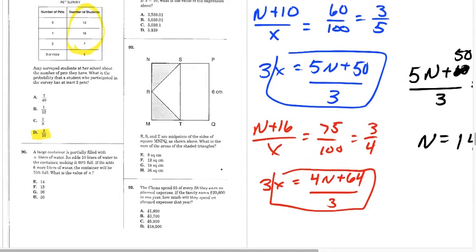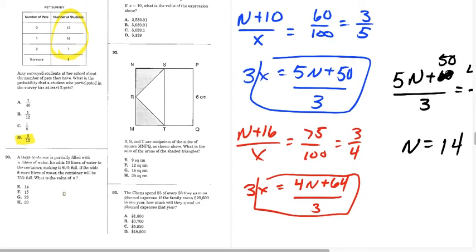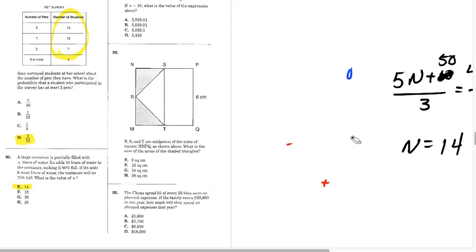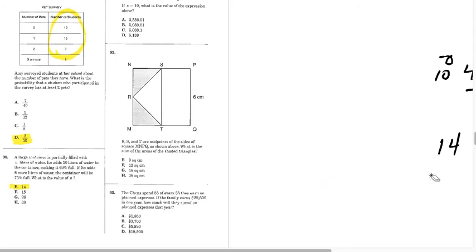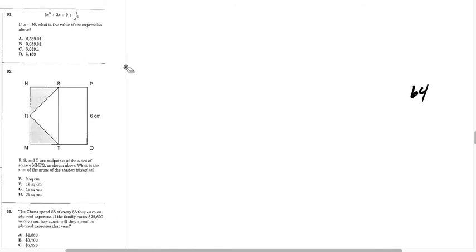So we have the answer of 14 for 90. And there it is. Okay. Let's erase all this mumbo jumbo over here. Alright, we're on to number 91. Only 3 questions to go. Okay, 91.